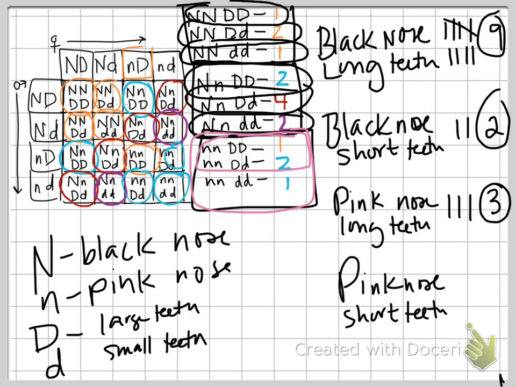So who is the one little offspring in the family who's got a pink nose and short teeth? Just this one. Just one left. Wait, something's not right here. Wait a second. Did I screw something up? I did! I sure did. Should be 9 to 3 to 3 to 1. What about this one? There's one there.